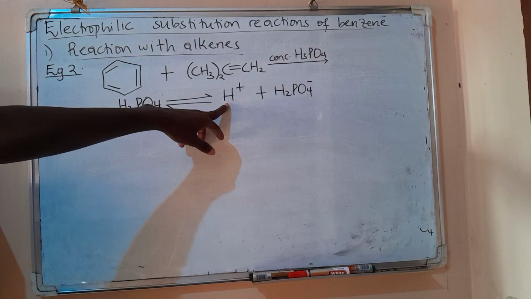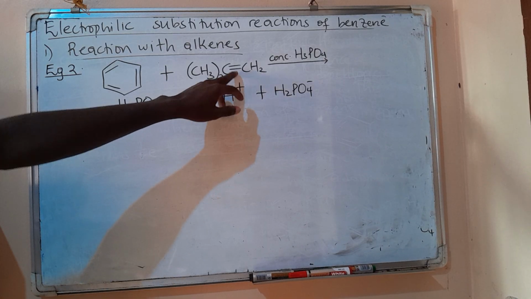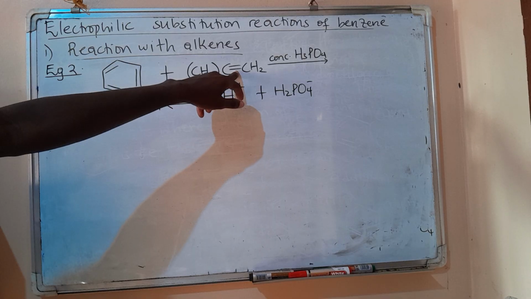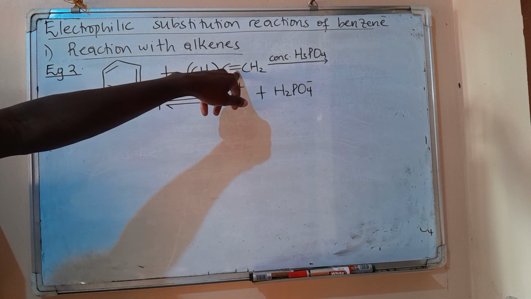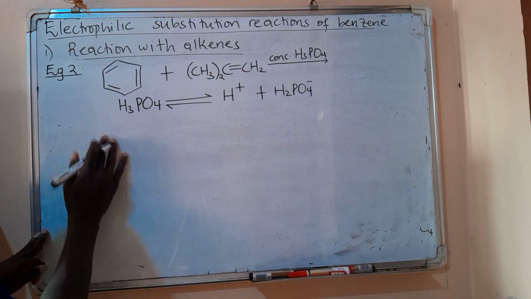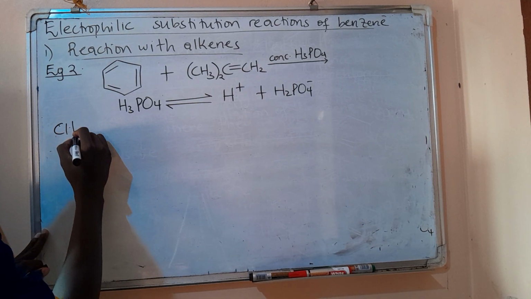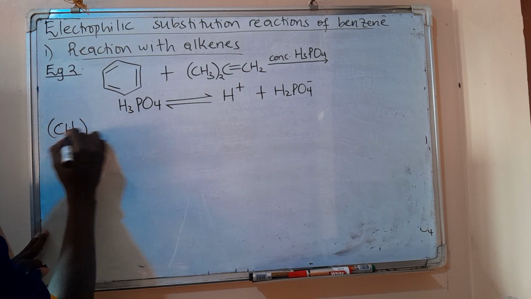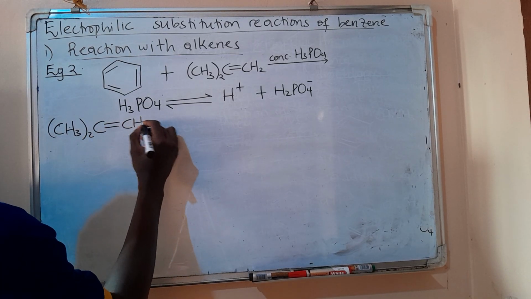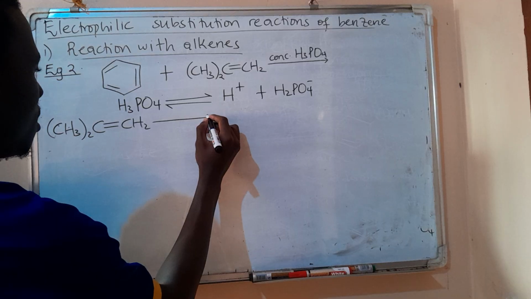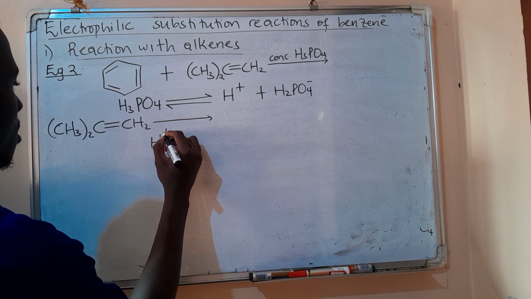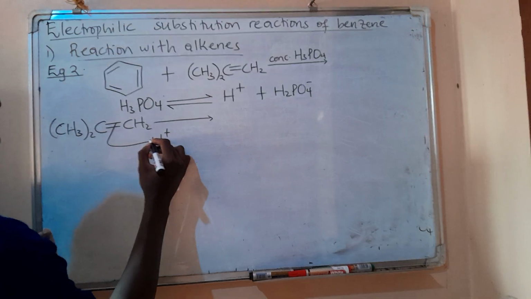So we have a proton here which is electron deficient, and this alkene is electron rich because it has a center of high electron density. So we can pick electrons from this center of high electron density and donate them to the electron deficient hydrogen. Therefore, we shall have our alkene and our proton here. So we donate electrons to that.